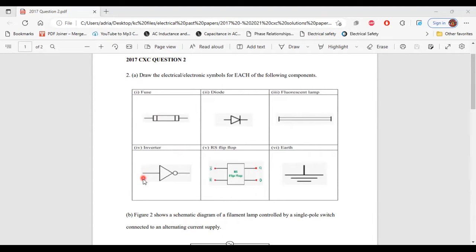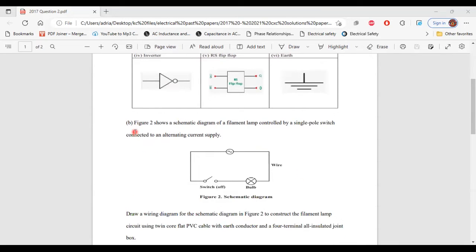Part four, we have the inverter symbol, or in other words, what we call the NOT gate. Part five, we have the symbol for the RS flip-flop. And part six, we have the earth symbol. So that's it for part A. Let's move on to part B.